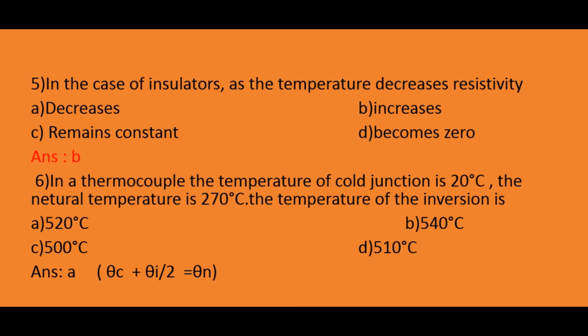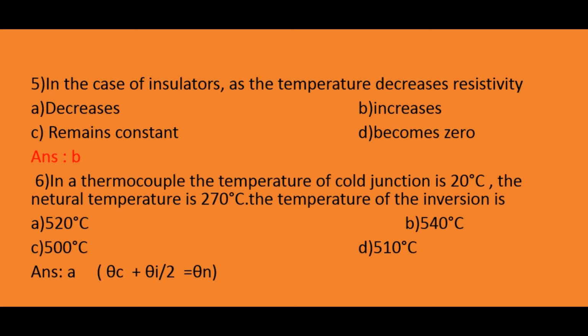Answer B, increases. The next one is: in a thermocouple, the temperature of the cold junction is 20 degrees Celsius. The neutral temperature is 270 degrees Celsius. The temperature of inversion is. The options are 520 degrees Celsius, 540 degrees Celsius, 500 degrees Celsius, and 510 degrees Celsius. Here the answer is 520.